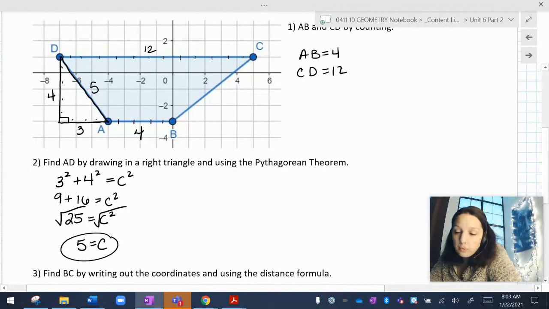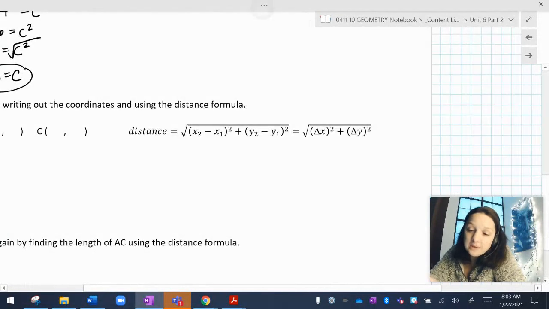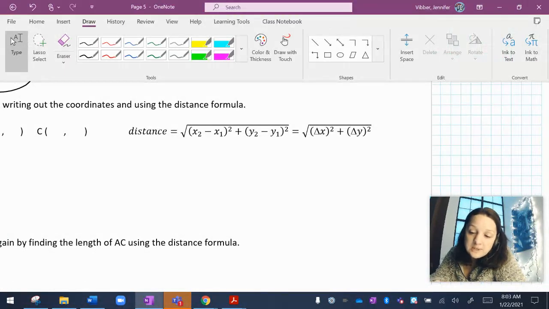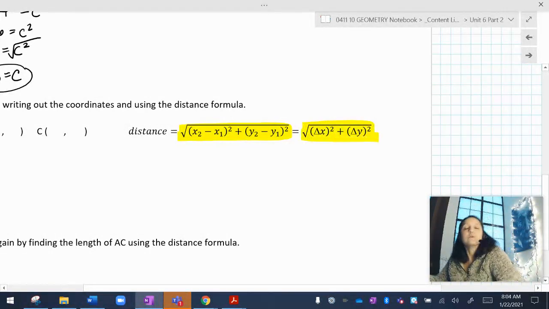Okay, and then number 3 says find BC by writing out the coordinates and using the distance formula. Well, what's the distance formula? It's this. Your distance formula is x2 minus x1 squared plus y2 minus y1 squared, all square rooted. Or you can think of that as delta x squared plus delta y squared, because what you're really doing is finding your change in x and change in y.